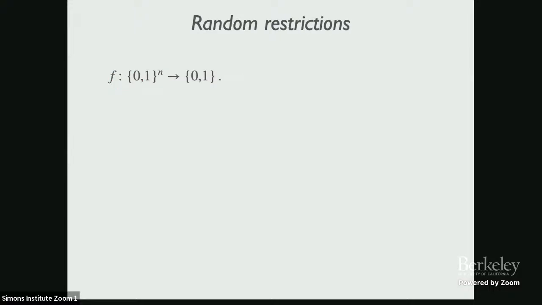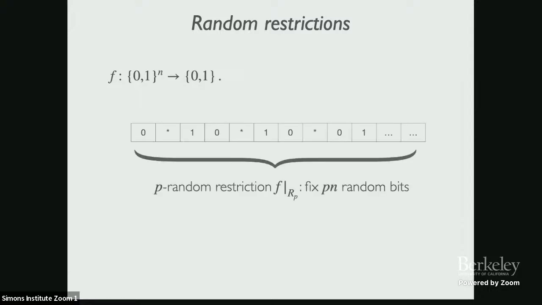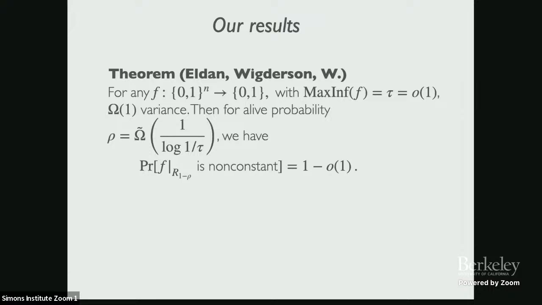So in this talk, we are studying random restrictions on such functions, functions with small individual influences. For concreteness, let's say we want to study the random restriction that fixes exactly p times n random bits. You can also think of a random restriction that fixes each input with independent probability p. That's also fine. Any questions at this point?